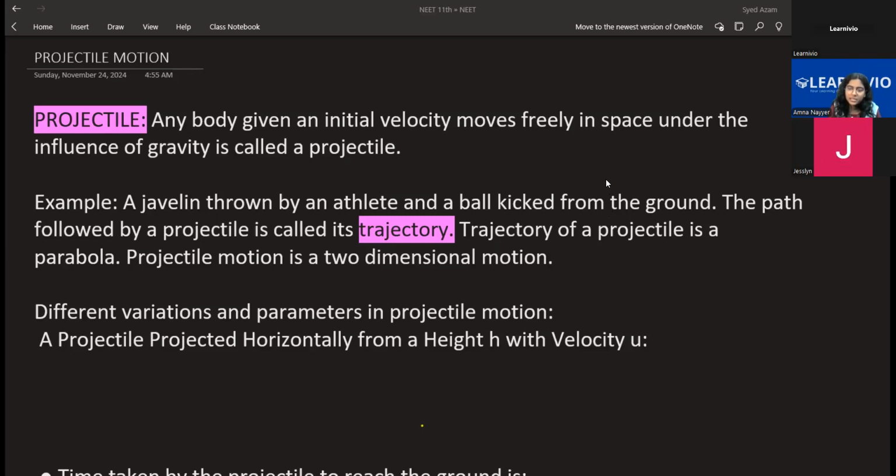Test of NEET? Yes, ma'am. Okay, I'll discuss it. I'll just open the portal and I'll discuss it. Okay, let us start first.